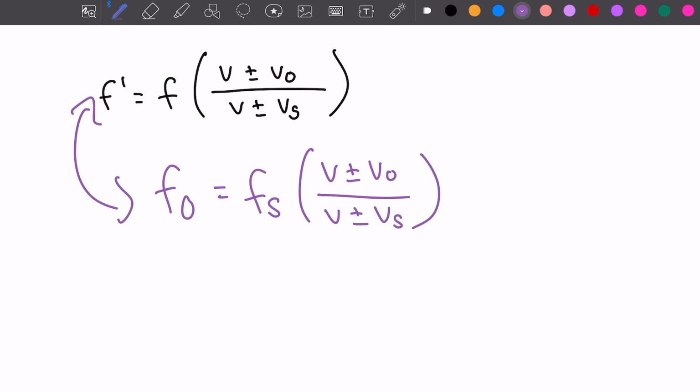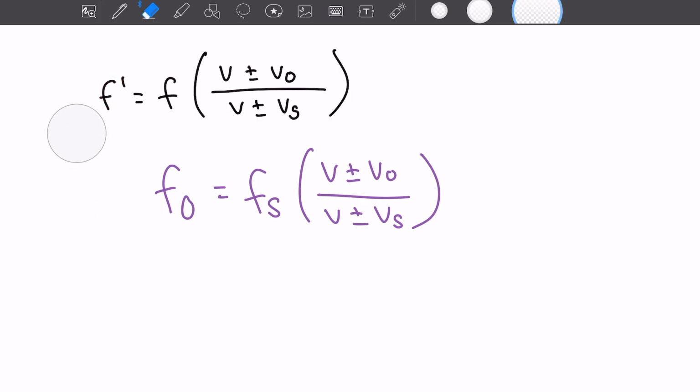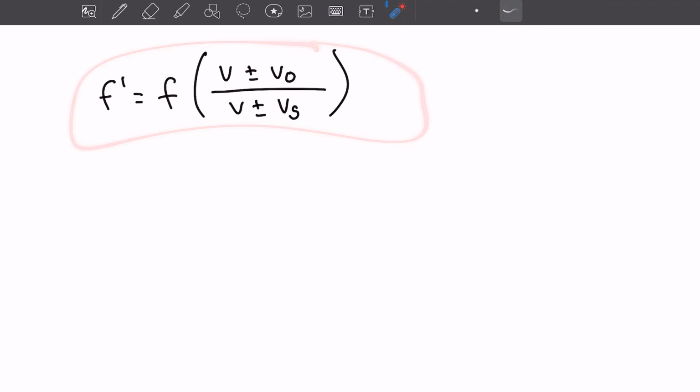Now these two formulas are exactly the same, except in the second one, it's a bit clearer that the F on the left side of the formula, F_O, is equal to the observed frequency. As long as you can remember that F' equals the observed frequency, you can choose either one. They mean the exact same thing, and you can use whichever one you're more comfortable with. But for the rest of the video, I'm going to use this one.